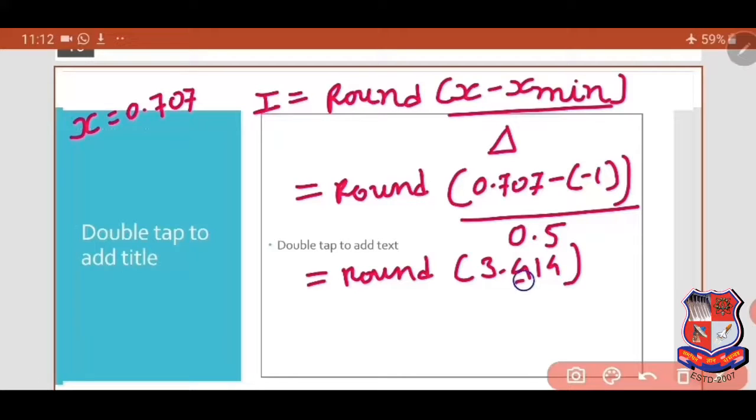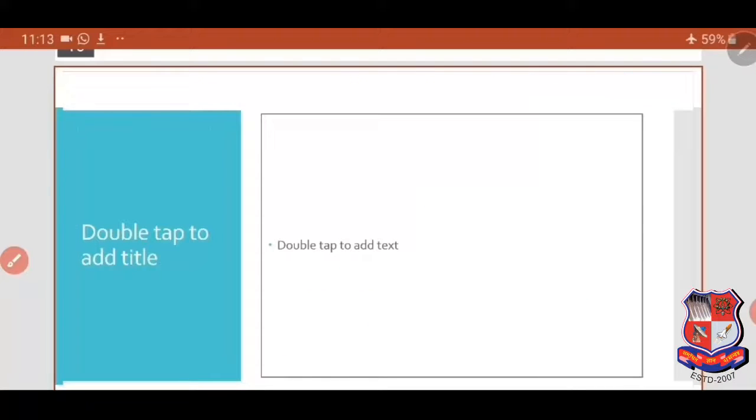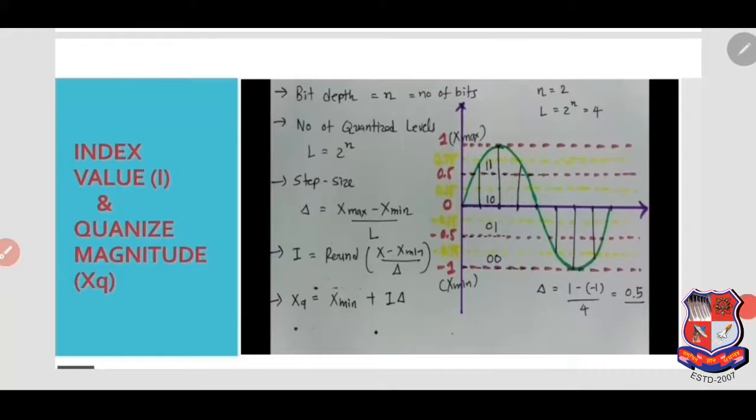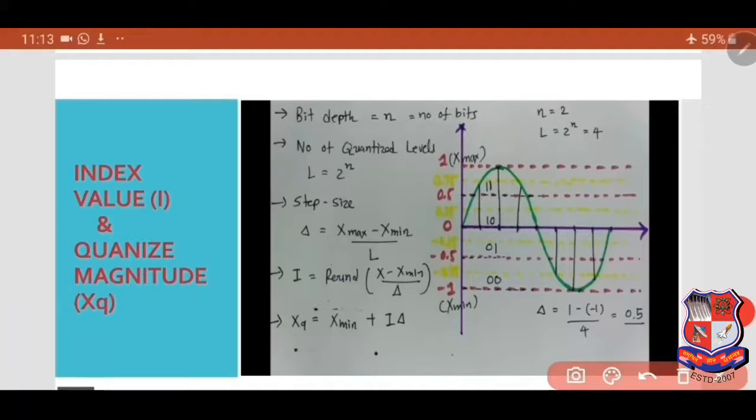So this value is below 5. So that's why we round off this value, that equals 3. Okay, so for the first sampled value, we have the index value I is equal to 3. What we found is that the index value for this first sample value is I is equal to 3.